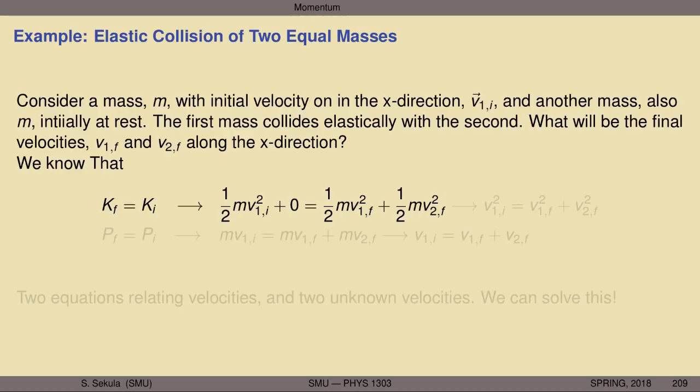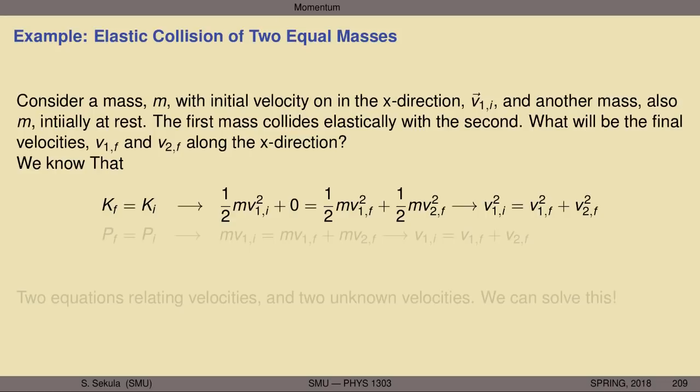Well, 1/2 and m appear on all terms, so it cancels from both sides of the equation, and I'm left with just a relationship between the sums of the squares of velocities on one side and the square of a velocity on the other. So the square of the initial velocity of mass 1 is equal to the sum of the squares of the final velocities of 1 and 2, whatever they are. We're going to try to see if we can make a prediction about what those velocities are going to be.